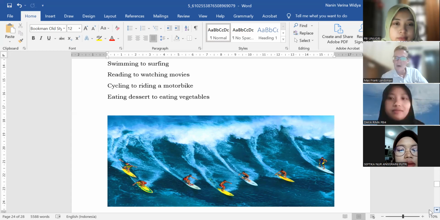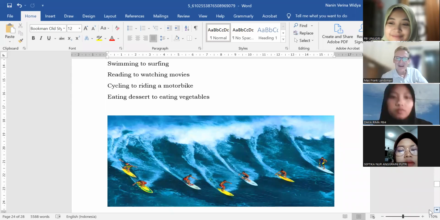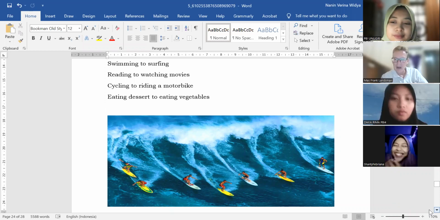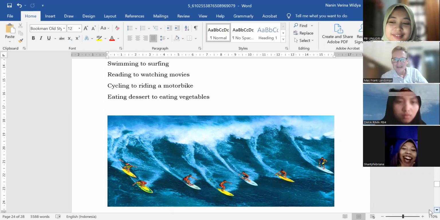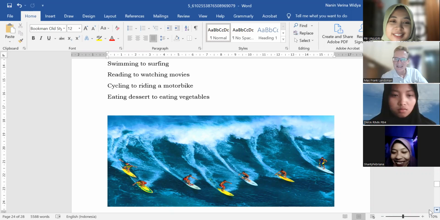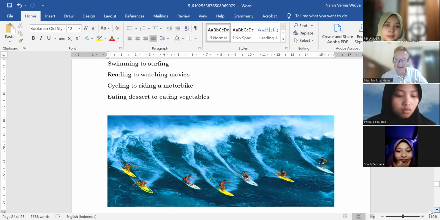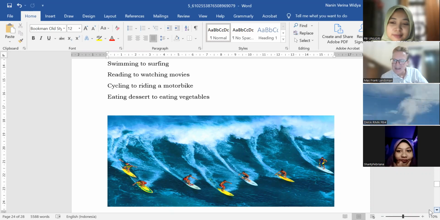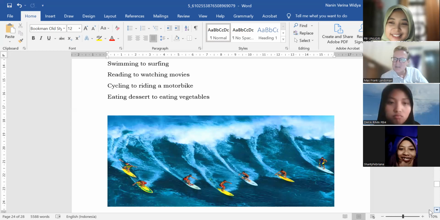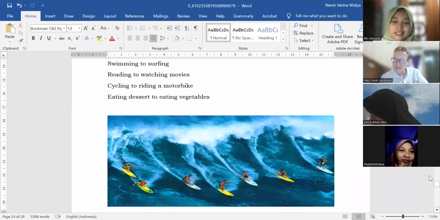Cycling to riding a motorbike. So cycling on a bike, bahasa Jawa, or a motorbike. Which one do you prefer? Which one do you like better? Motorbike. On a motorbike, it's quicker, but there's a lot of pollution from motorbikes. Yeah, I'm a cyclist. I like cycling a lot. Okay, we have Miss Febriana. Aha, the last one: eating dessert to eating vegetables. I know the answer because Javanese don't eat many vegetables. Dessert is pencuci mulut ya, pudding, ice cream, fruit. Which one do you prefer, Miss Febriana?